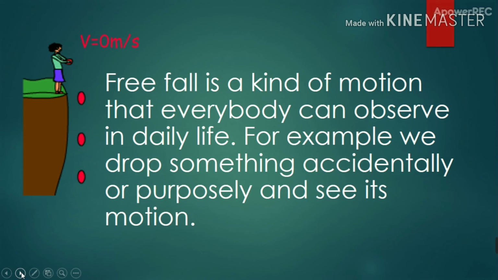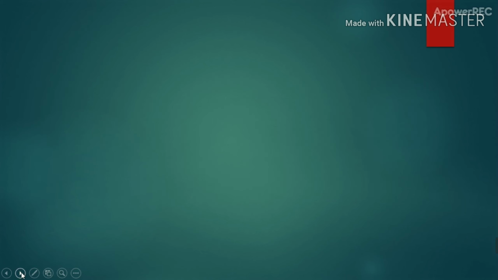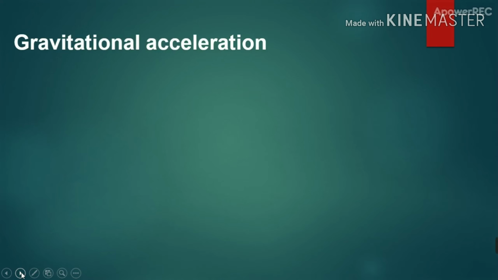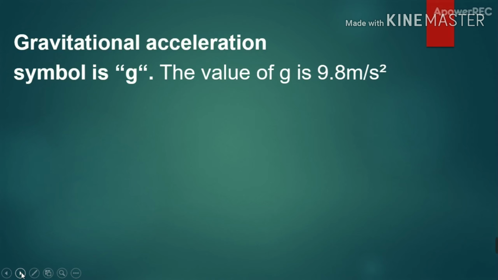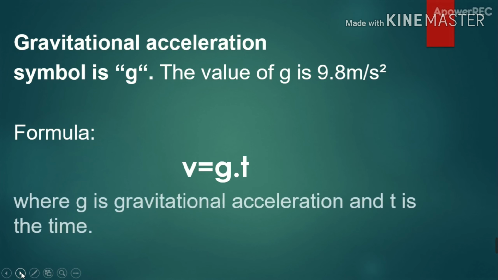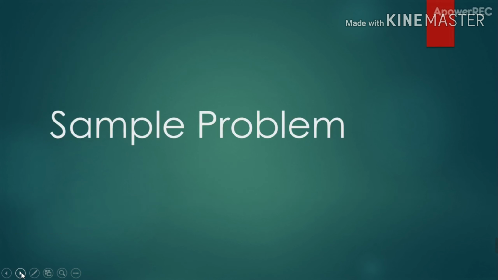First, let me begin with the source of the increase in speed during the fall. As you can guess, things fall because of gravity. That is the gravitational acceleration. The symbol is small letter g and the value is 9.8 meters per second squared. The formula is v equals g times t, where g is gravitational acceleration and t is the time. We talked about the increase in speed, which is equal to the amount of gravity in a second. That's why the velocity can be found in the formula.